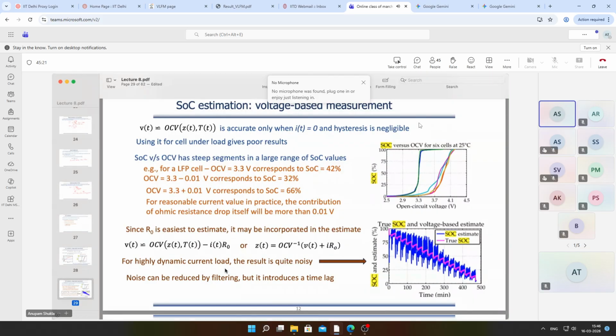Those who have driven a vehicle will understand that for a very small amount of time you apply acceleration and then you wait, or there is no other option but to wait and let the vehicle move with some speed, then you are forced to lower or again increase the speed. So usually in practice the load is expected to be very dynamic.